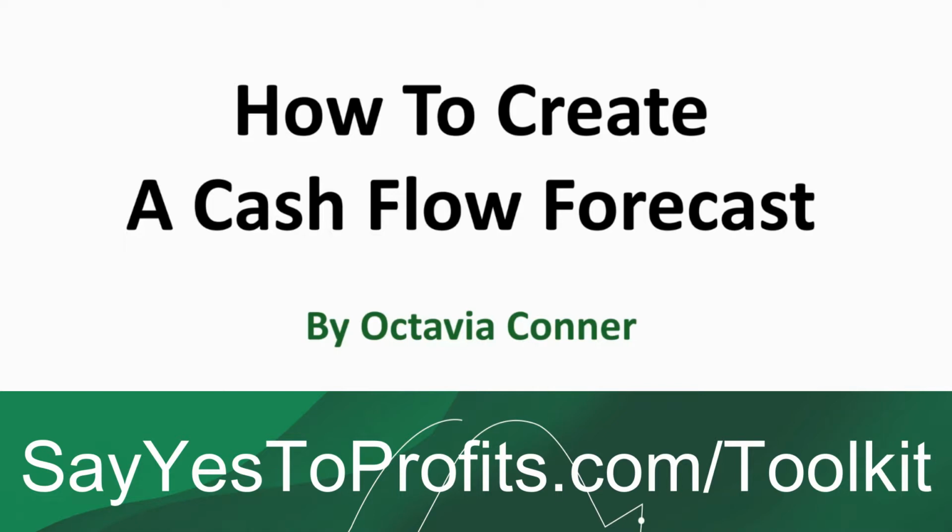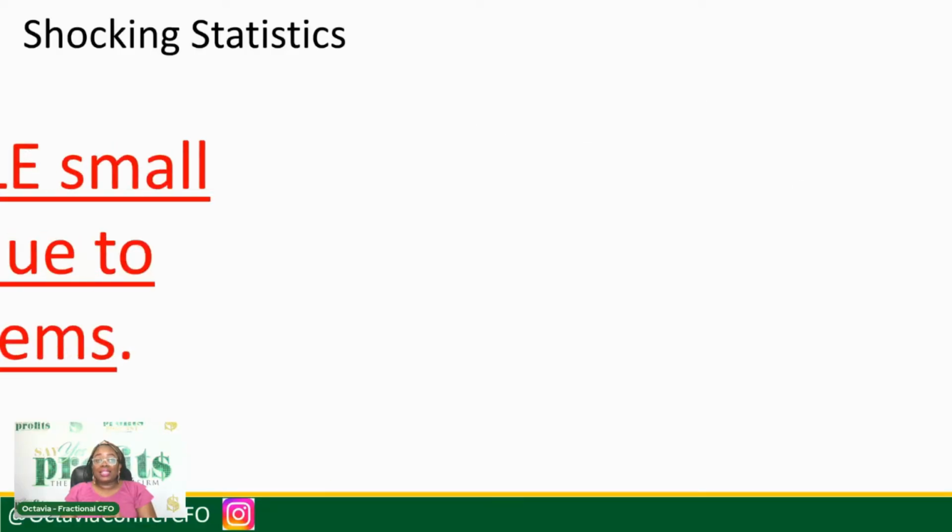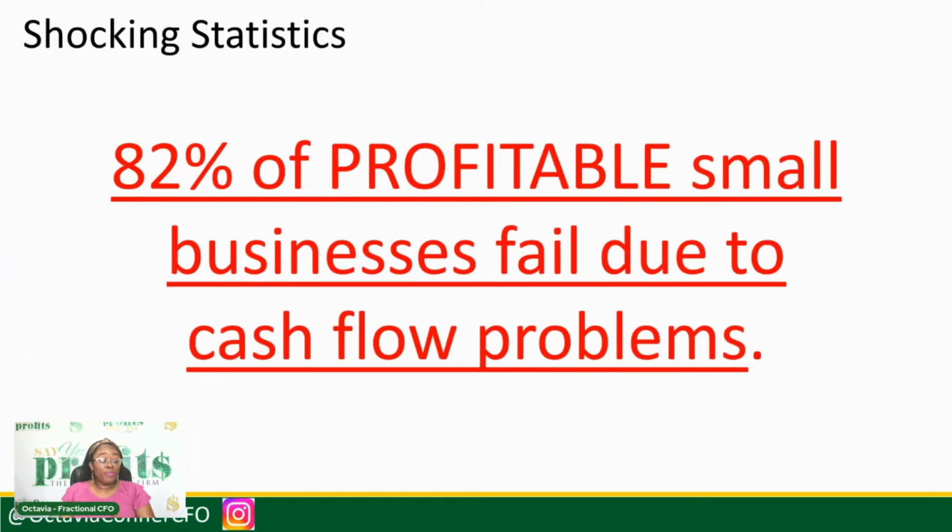Okay. Now, I want you to know something. Did you know that 82% of businesses, profitable businesses that is, fail? Why? Because they simply run out of cash. They have cash flow problems. This statistic is from the SBA and SCORE. And a lot of these companies are profitable. You see profitable there? Yeah, they're profitable.